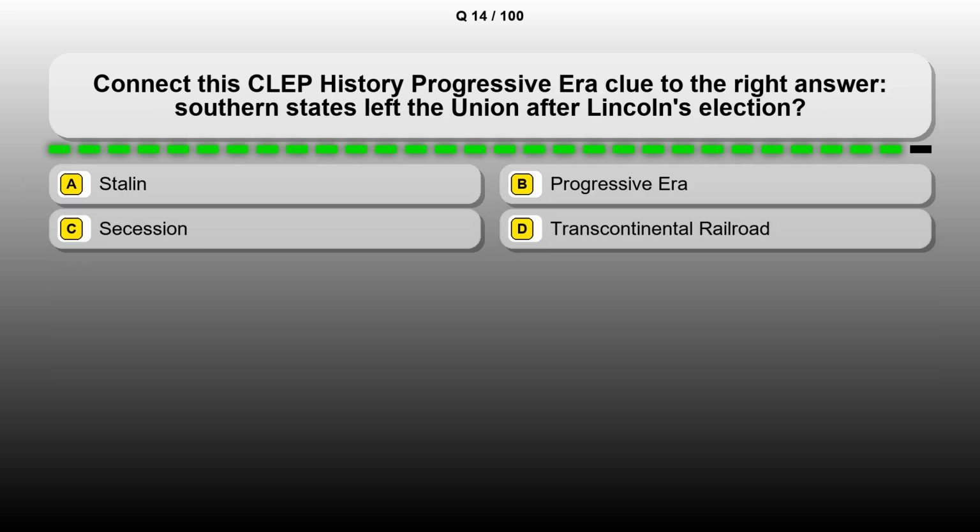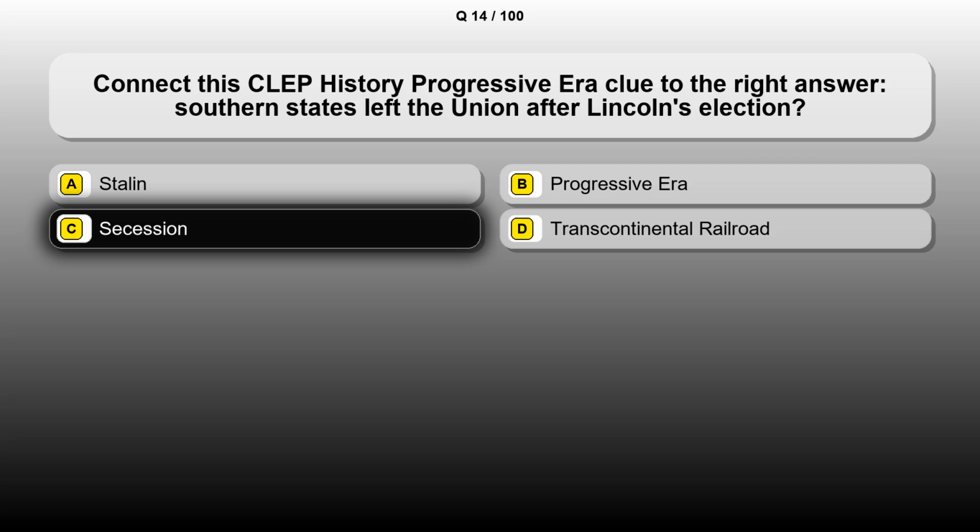Question 14. Connect this CLEP History Progressive Era clue to the right answer. Southern states left the Union after Lincoln's election. Option A, Stalin. Option B, Progressive Era. Option C, Secession. Option D, Transcontinental Railroad.